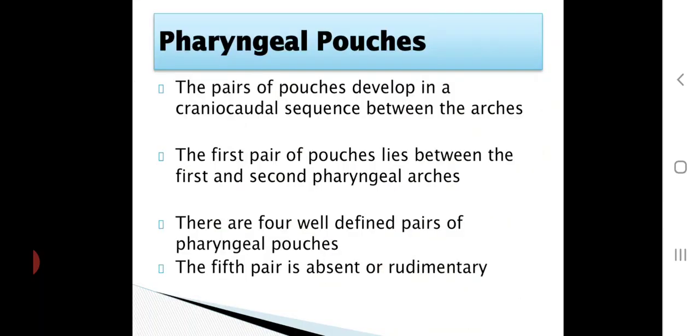So now we will see pharyngeal pouches. We have learnt the main derivatives of the arches. We told that on the outer side there are depressions called clefts. On the inner side they are called the pharyngeal pouches. There are 5 pouches. The first pair of pouches lies in between the first and second arch. Then the second lies in between the second and third arch, like that. So there are five pairs of pharyngeal pouches developing. In this, the fifth pair is very rudimentary, or we can take it as absent.